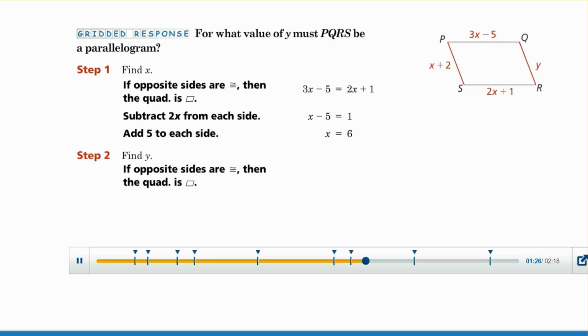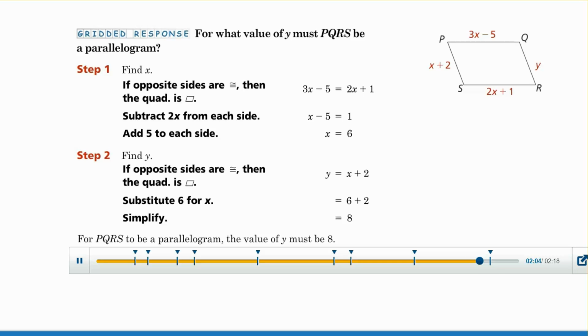Again, if both pairs of opposite sides of a quadrilateral are congruent, then the quadrilateral is a parallelogram. So, for PQRS to be a parallelogram, the length of segment QR must equal the length of segment PS. Substitute 6 for x. Simplify to find y. So in order for figure PQRS to be a parallelogram, the value of y must be 8.